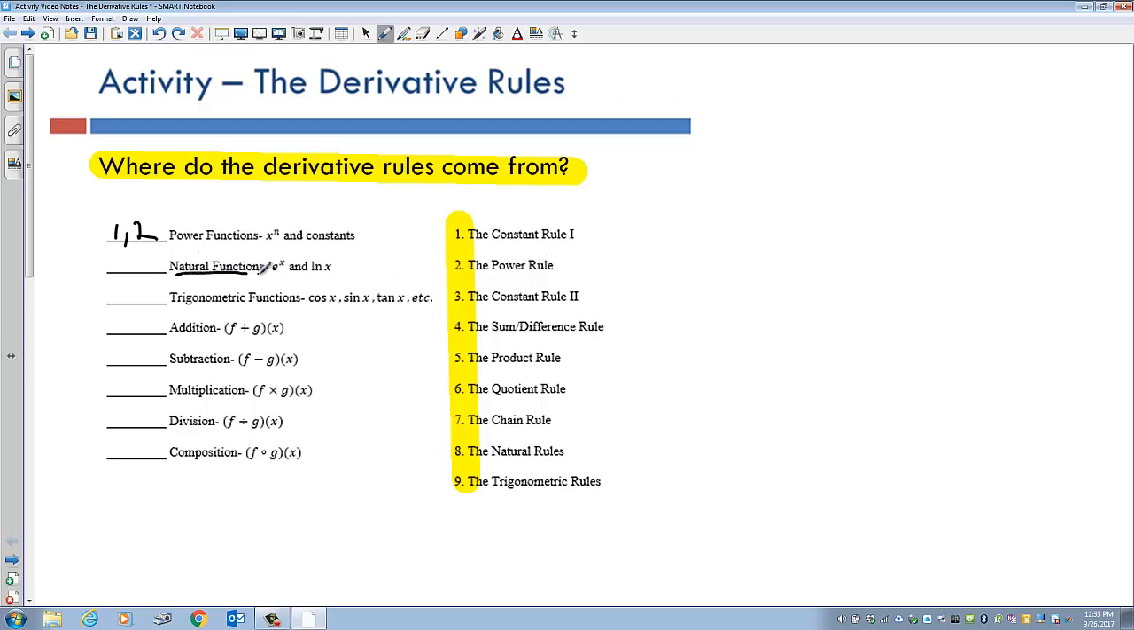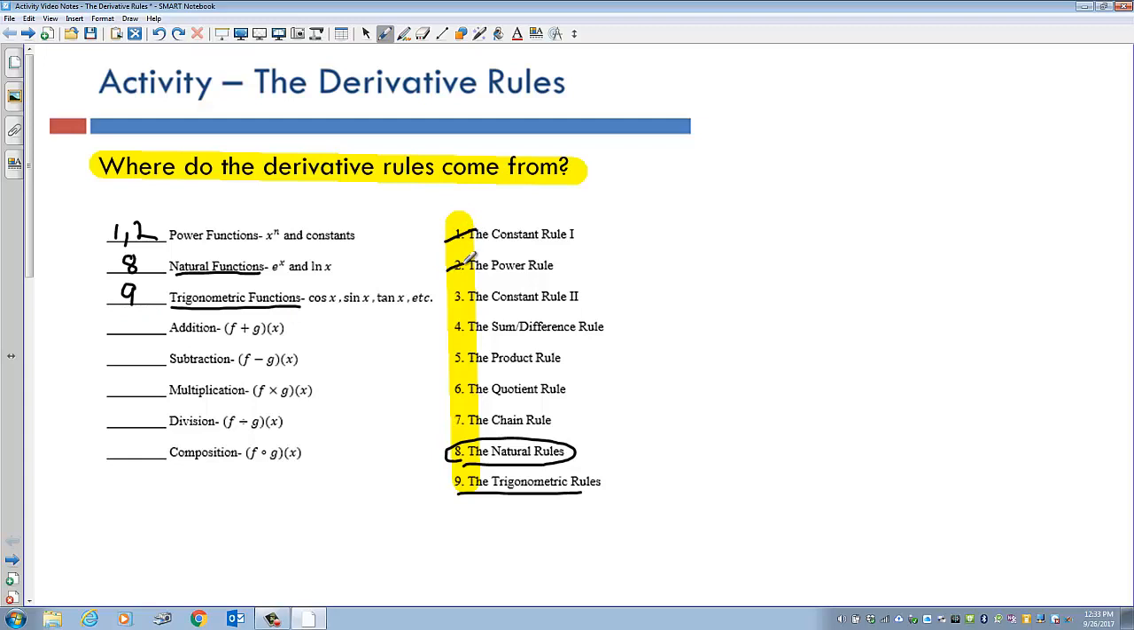Then for natural functions, we have these natural rules down here, so this is number 8. Remember, the natural rules are: the derivative of e to the x is e to the x, and the derivative of ln of x is 1 over x. And of course, then we have those 6 trigonometric rules, which go with number 9. They tell us how to take derivatives of trigonometric functions.